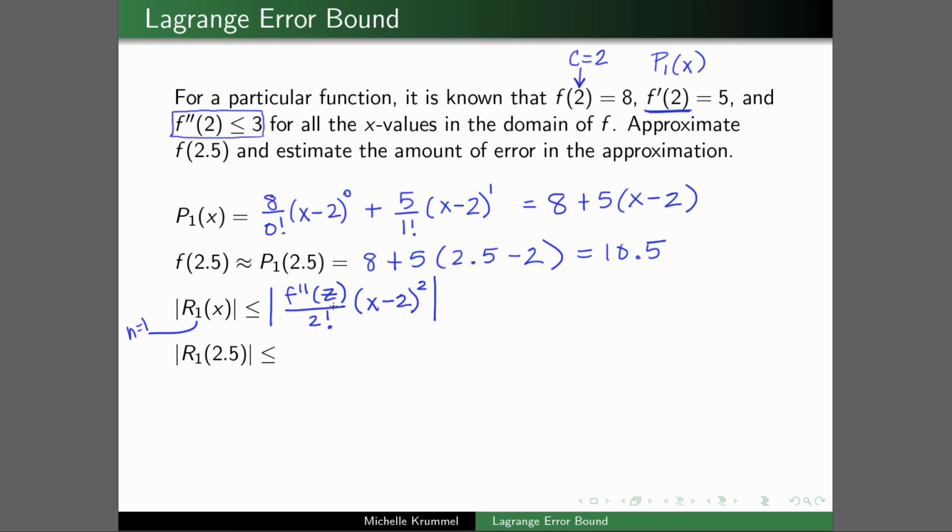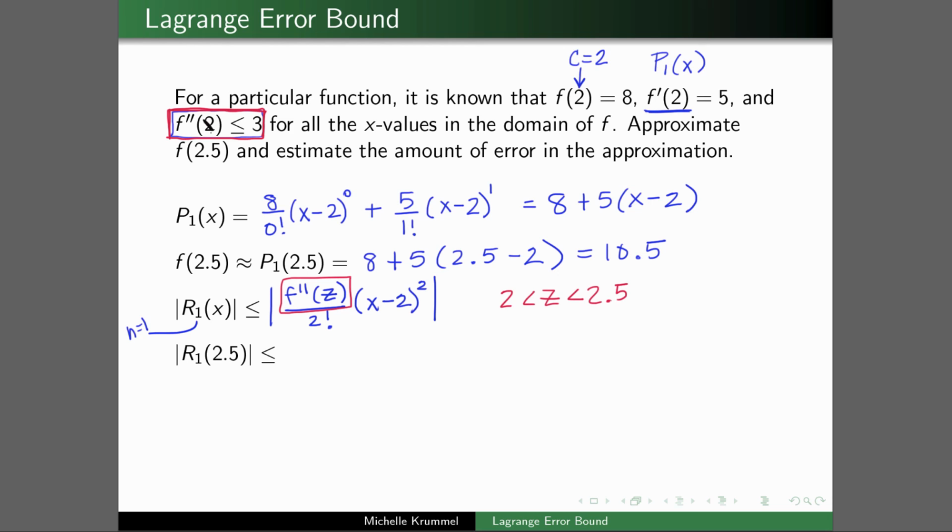Now we need to determine the maximum possible value, M, for f double prime of z. And z is a value between our center, 2, and the x value where we're making the approximation, 2.5. We don't have an equation for f or any of our derivatives, so we're not going to be able to approach this problem the way we did the last one, where we were looking for a pattern in our derivatives. However, we're specifically told here that the second derivative, evaluated at 2, is less than or equal to 3 for all the x values in the domain of f.